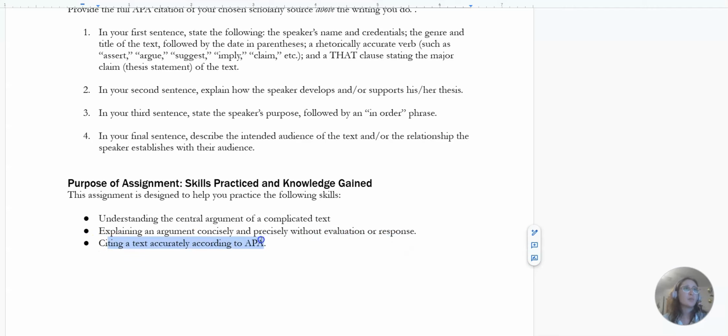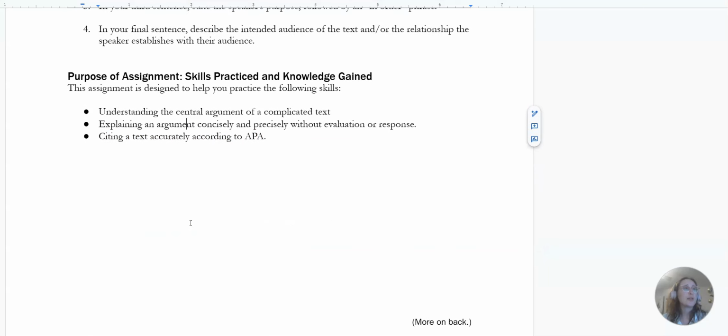And then you're citing it. We're practicing APA for the first time. If this is your first time using APA, don't worry. We're going to talk more about that in week 2. But this is practice for that. So this is our first writing project.